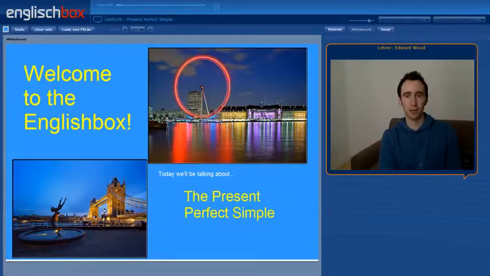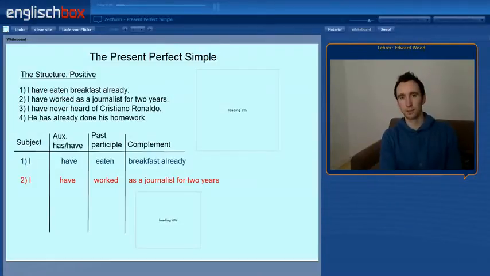tense. First of all, we will look at the structure of the tense, how we build the sentence in positive, negative, and as a question. And then we will move on and look at the different situations in which we use this tense. So, to begin with, the structure.